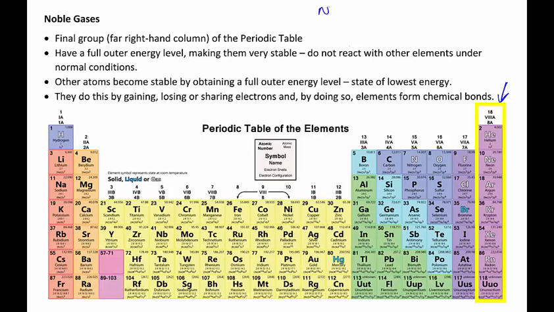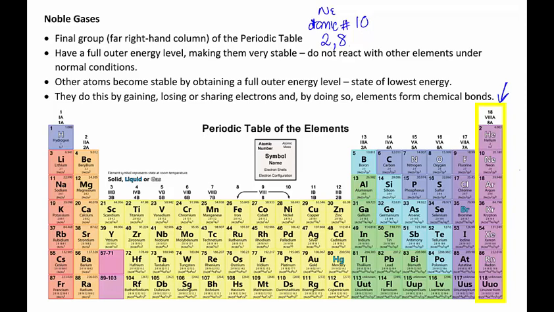And what I mean by the full outer energy level, we have just looked at that, is if I look at neon, which has atomic number 10, it would have 2 electrons in the first energy level, and 10 take 2 is 8, 8 in the second. So that's 2 full energy levels.